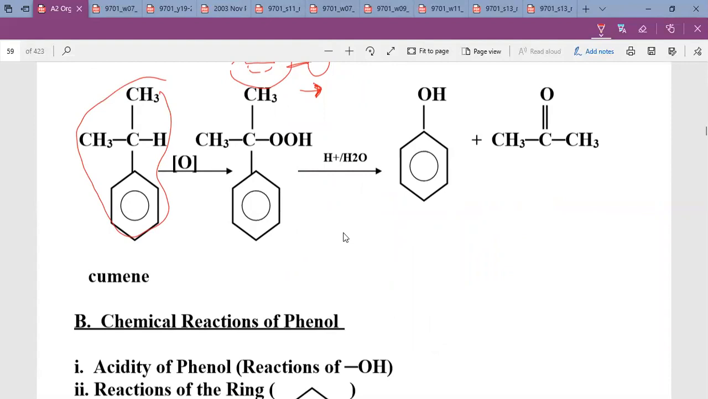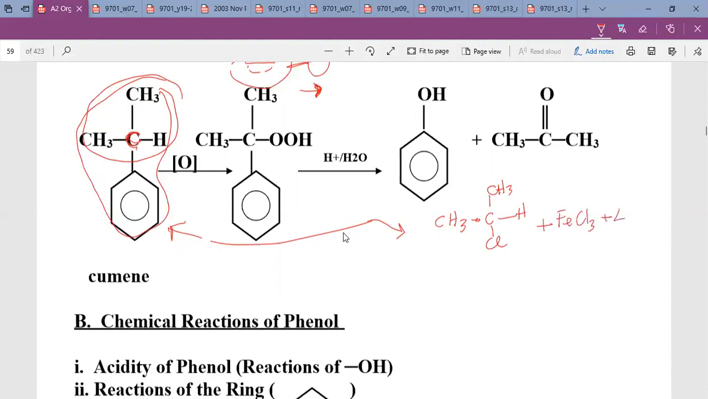Very simple. There are two ways. I'm going to draw here, okay? Cumene. Now I want to make this from, of course, the simple one, your electrophilic substitution. Remember, this is the R group. The carbon here must be positive to attack the ring. So you need your alkyl halide here, CH3, H and Cl, plus of course your FeCl3, and plus heat. So in fact here you get your intermediate, with a positive here, and of course it will attack the ring.